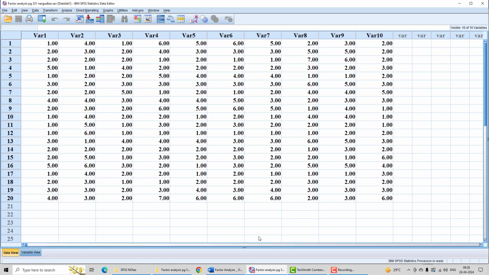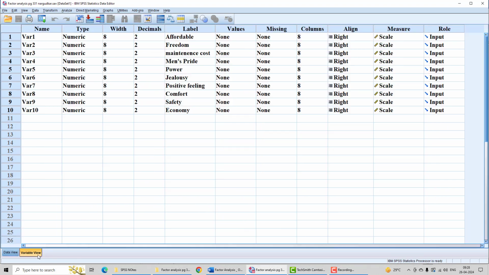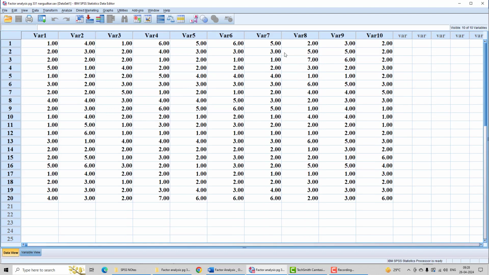So these are the 10 questions, 10 variables, and you will see here these 10 variables are affordable, freedom, maintenance cost, men's pride, power, jealousy, positive feeling, comfort, safety and economy. Basically the variable which that statement is trying to explore is given in the labels. So this is our data, and now we will perform the factor analysis.